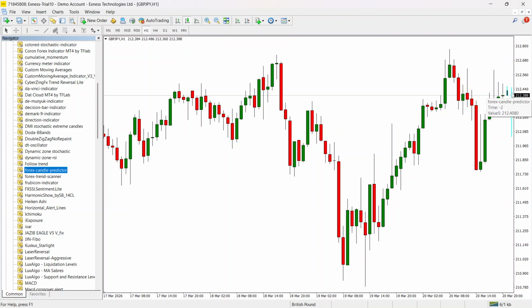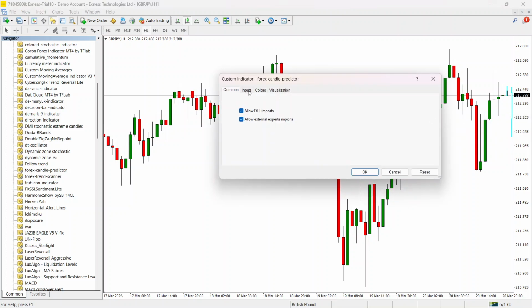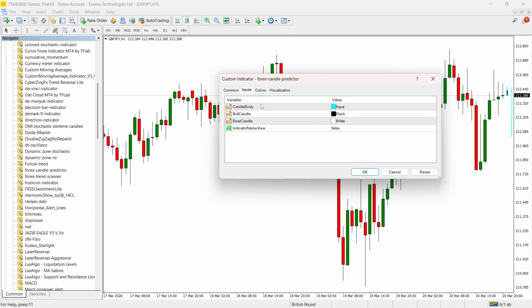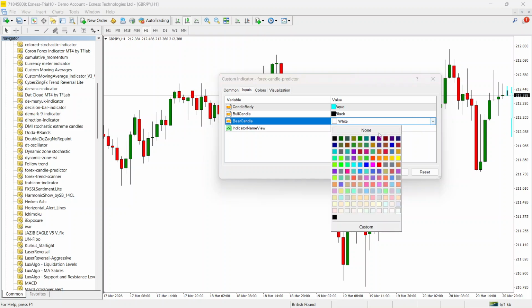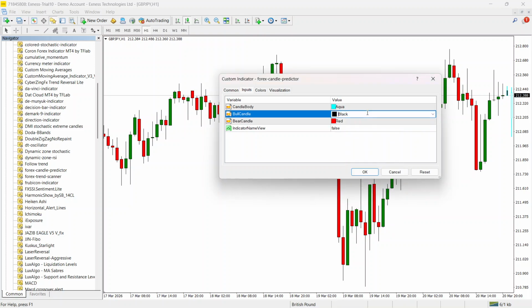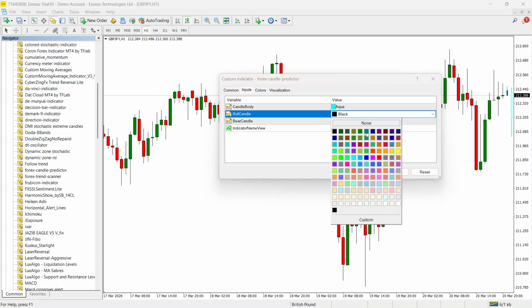Now, these predictions translate into visual guidance on potential entry and exit areas, so you can line up trades with anticipated direction instead of reacting only after trends are obvious. Now we have the inputs, some of the color settings for the bull and the bear candle and the candle body. I'm changing it so we can see.